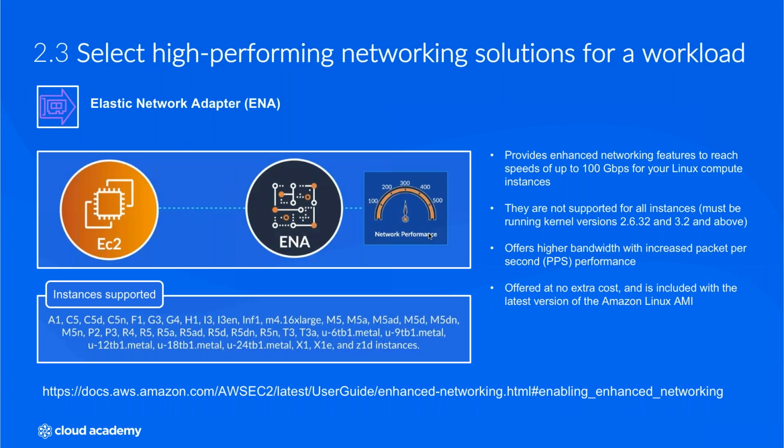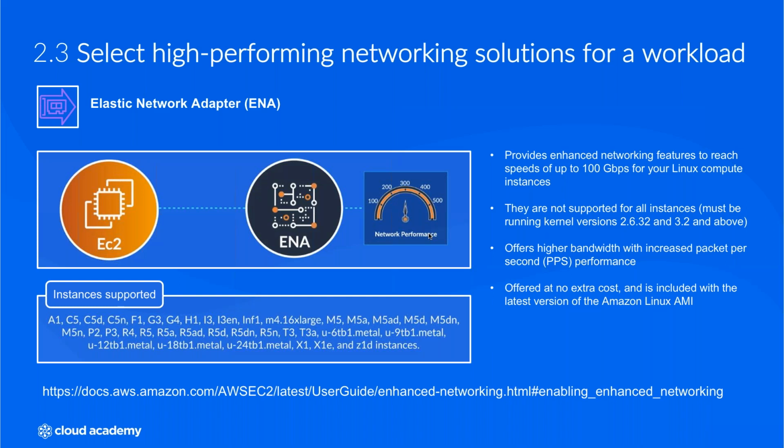Okay, so we're now moving on to 2.3, where we're looking at features and services that cover high-performing network solutions, starting with the Elastic Network Adapter. Now, the ENA is a custom interface, which is used to optimize network performance, and this allows you to reach much greater speeds, up to 100 gigabits per second for your Linux compute instances.